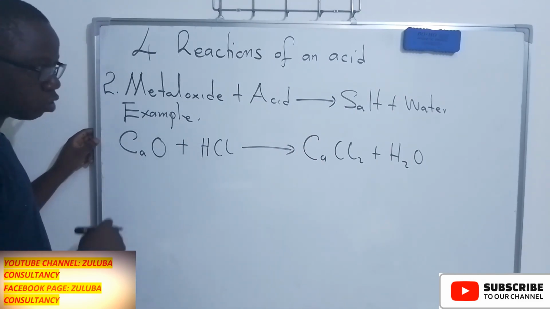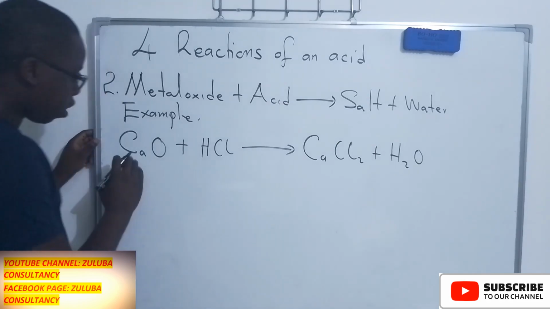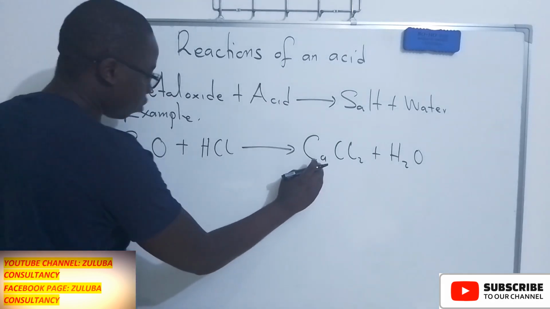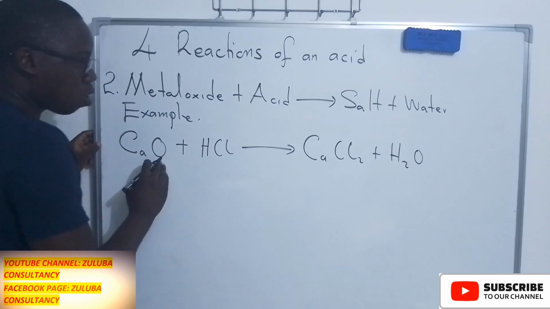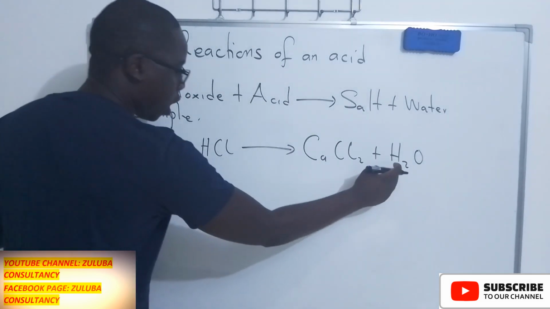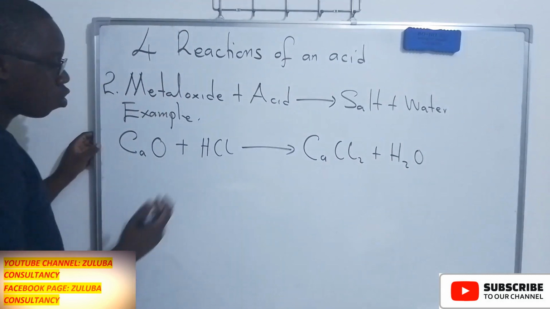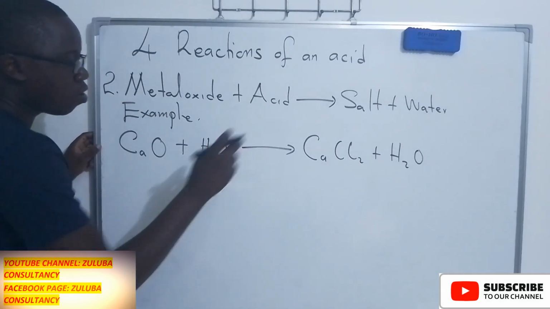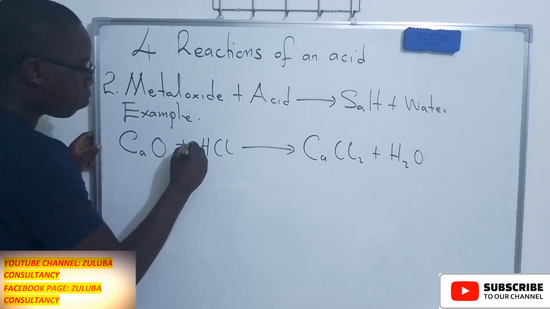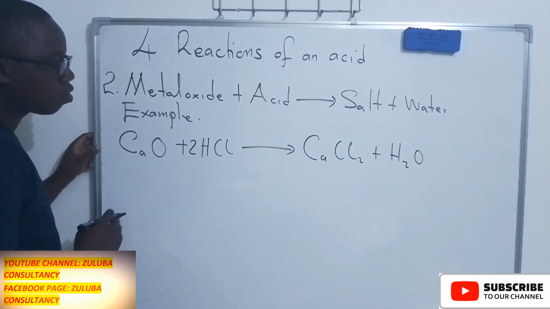All we need to do is to check now if this reaction is balanced. You can see we have 1 calcium, 1 oxygen, 1 hydrogen, 2 hydrogens, 1 chlorine, 2 chlorines. So we need to balance on hydrogen and chlorine. So when you put a 2 here, then this equation is balanced.